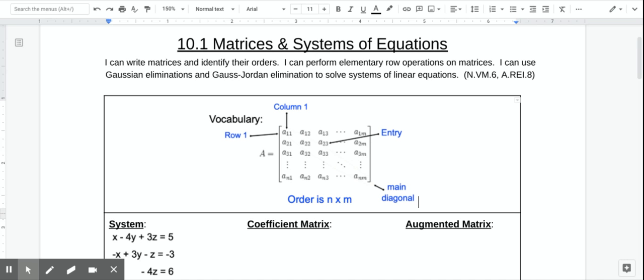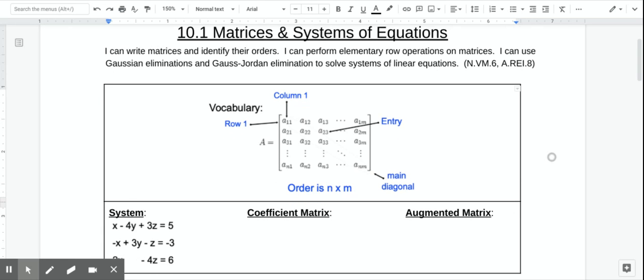In Chapter 10, we are going to be talking about matrices. Matrices have tons of really cool applications. They make solving systems of equations really easily, especially when you get three or more variables. So today we need to start out with a lot of vocabulary, to be honest.